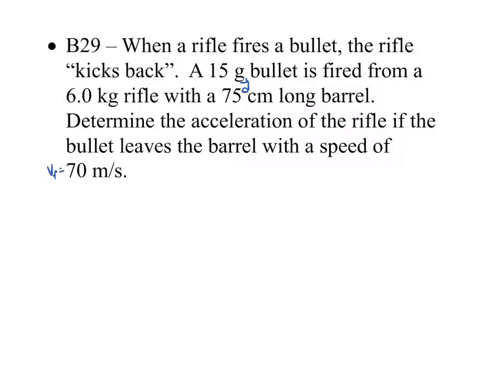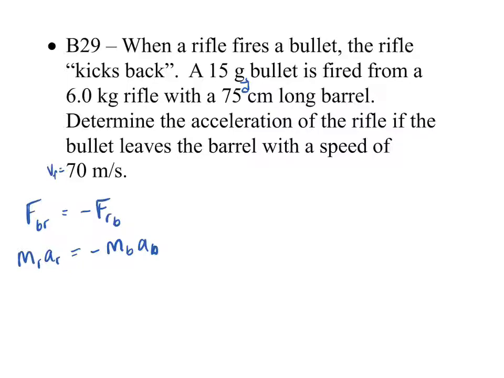So we're going to use that. But first, let's just start with Newton's third law. I know that the force of the bullet on the rifle will be equal and opposite to the force of the rifle on the bullet. And then force, we're just talking about net force here, so that's mass times acceleration. So the mass of the rifle times the acceleration of the rifle should equal the negative mass of the bullet times the acceleration of the bullet.